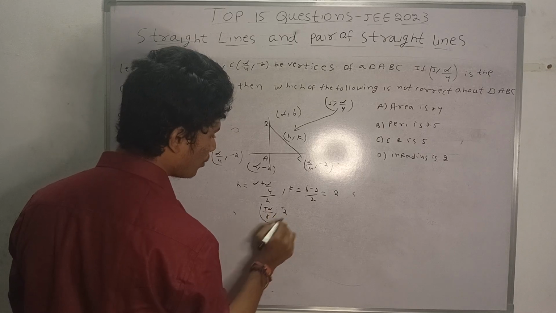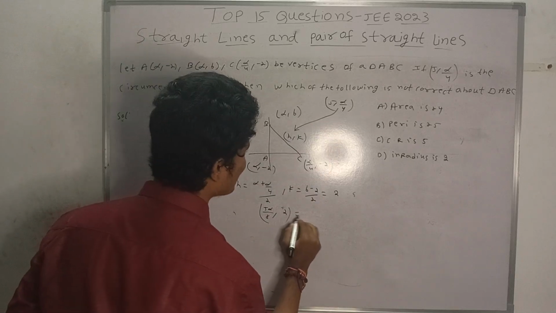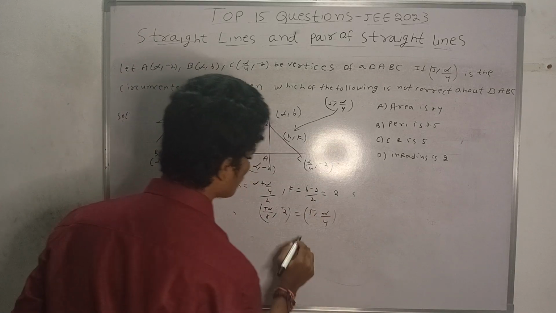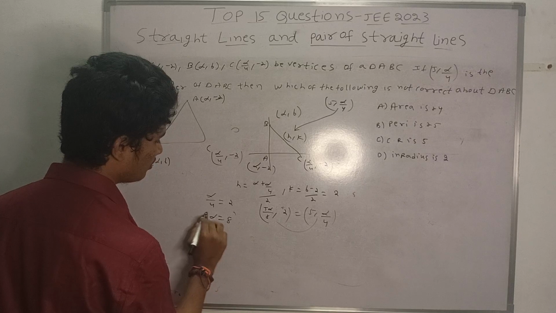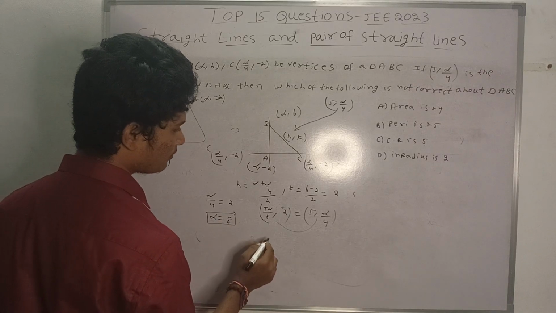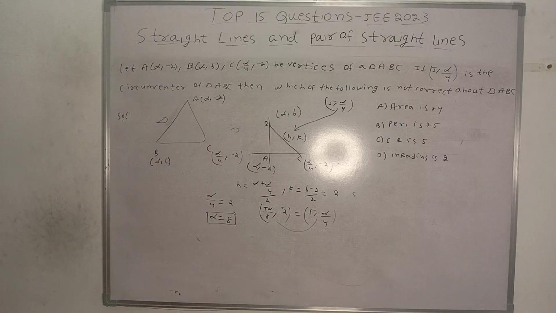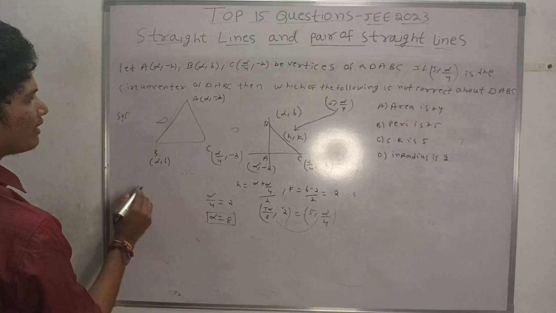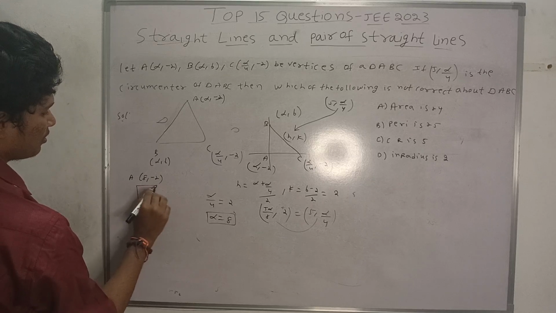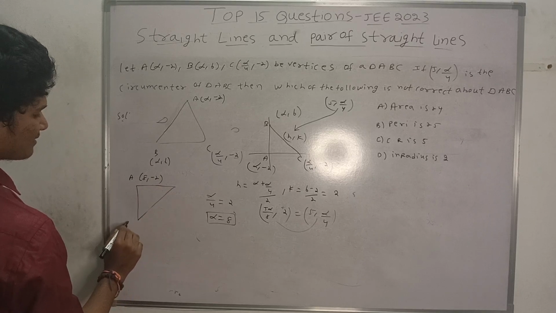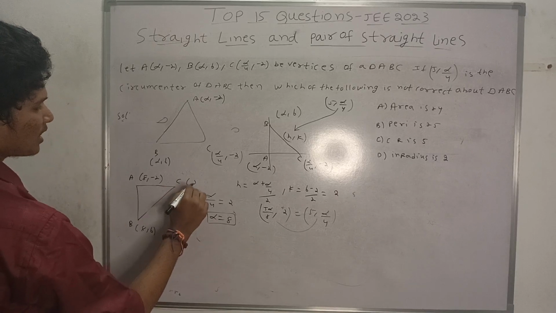So (5 alpha/8, 2) is the circumcenter, and it is given that it is equal to (pi, alpha/4). So compare these things: alpha by 4 equal to 2, alpha equal to 8. We got alpha equal to 8, so no need to find this equation again. When alpha equals 8, directly substitute the points. You will get A as (8, -2), B as (8, 6) and C as (2, -2).